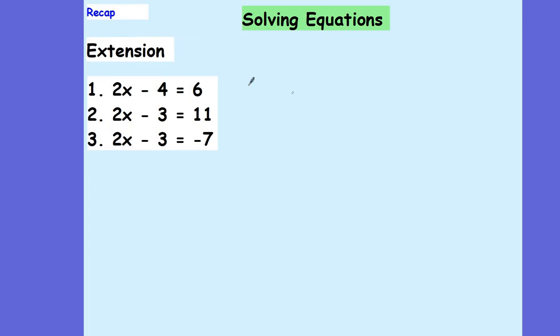If you did my extension questions, for the first one I was looking for x is equal to 5. For the second one you've got x is equal to 7. And for the third one, well done if you got this right, that would be x is equal to negative 2. Well done if you got that one, that was a tricky one.